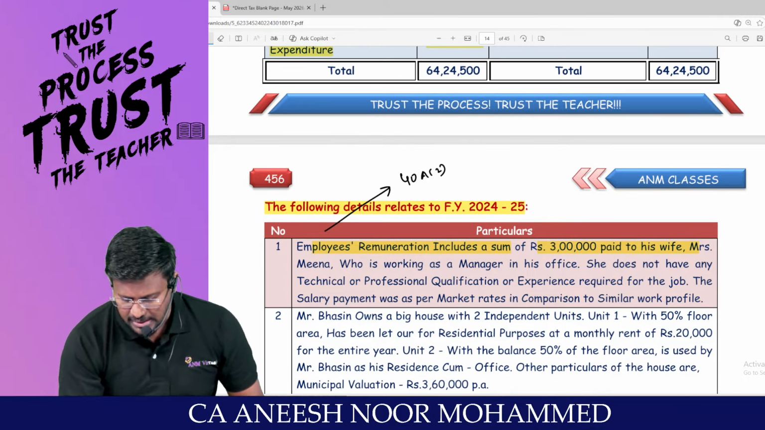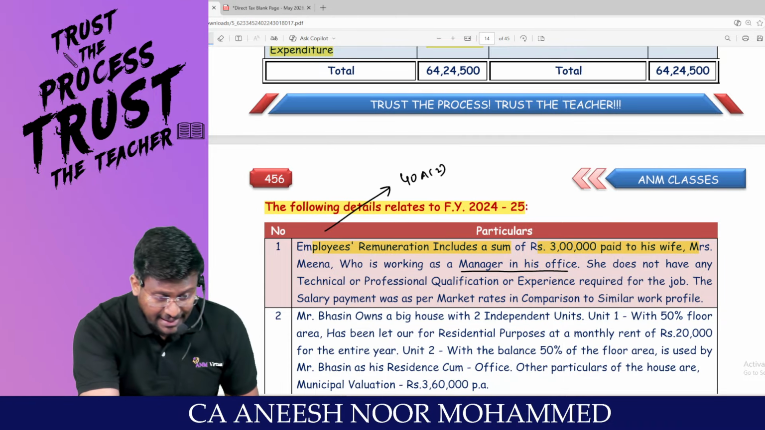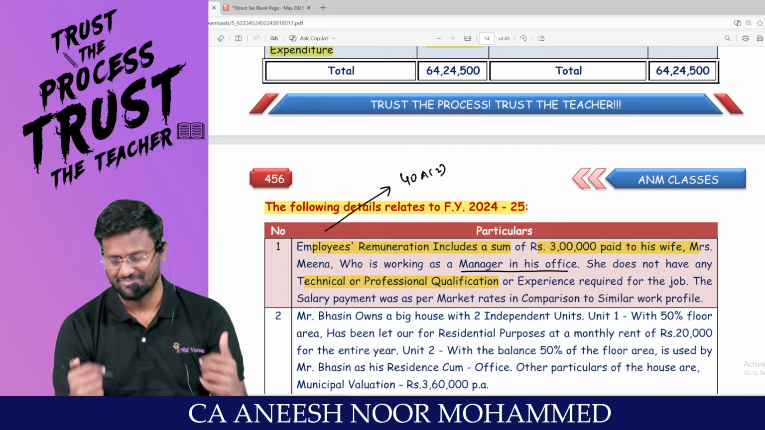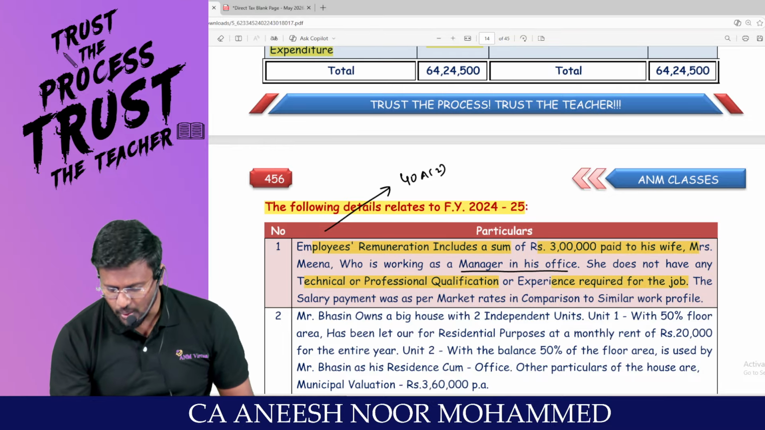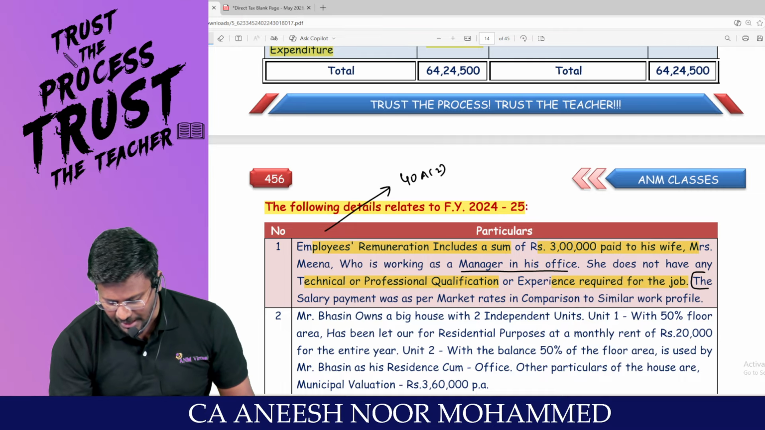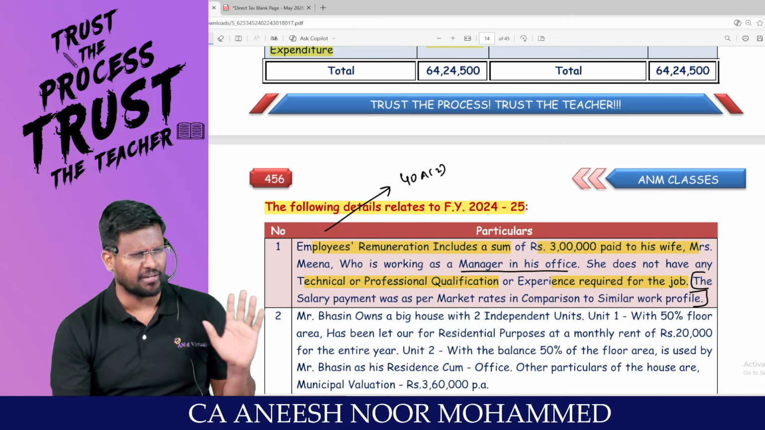Meena, who is working as a manager in his office, does not have any technical or professional qualification, clubbing, and experience required for the job. The salary payment was as per the market rates in comparison to similar work profile. That means a super adjustment they have given.